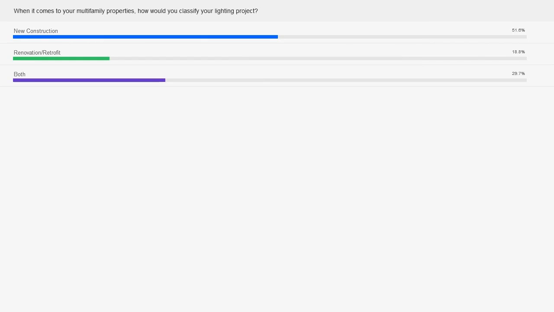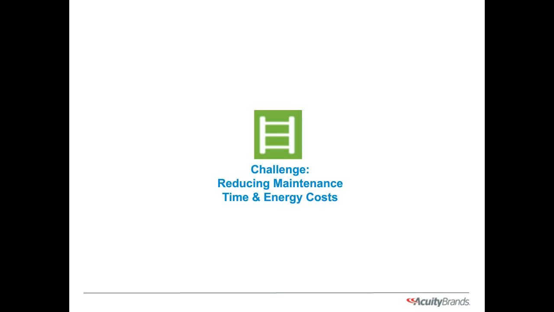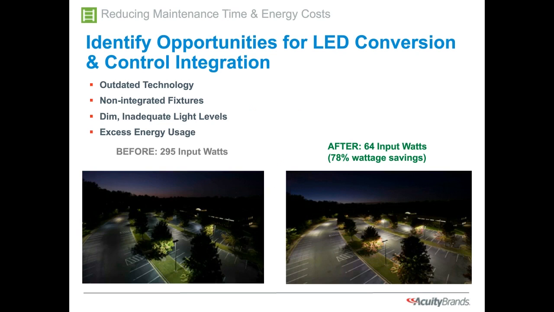Perfect. So let's get started. Challenge number one, reducing maintenance time and energy costs. If an existing property, your first priority should be identifying opportunities for LED conversion and controls integration. And if new construction, LED and controls should certainly be a part of the plan. At Acuity, we can help you identify those areas for cost savings.